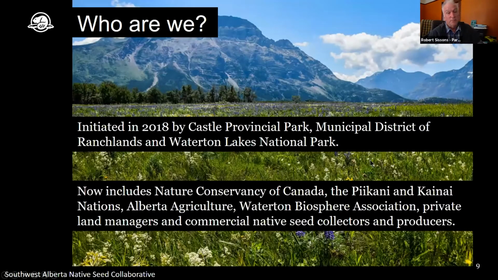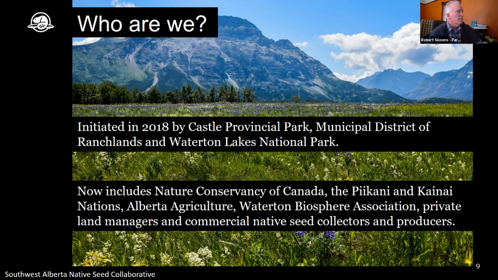So who is this group? It was initiated in 2018 due to the rationale I just described. Castle Provincial Park, which is located just to the north of Waterton, the municipal district of Ranchlands, which is a large ranching community area just to the north of Castle and a bit to the west, and Waterton Lakes National Park, we got together to try and see how we could maybe share resources on all things related to restoration, seed supply being one major issue.